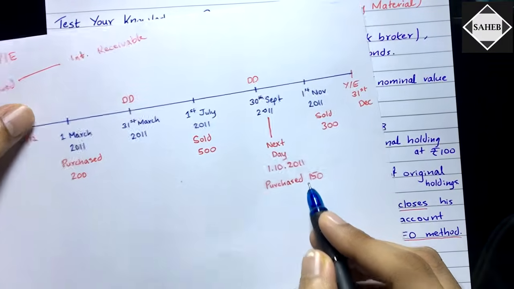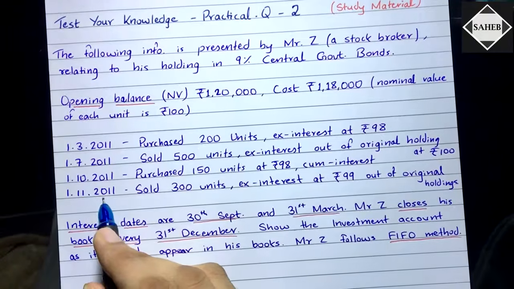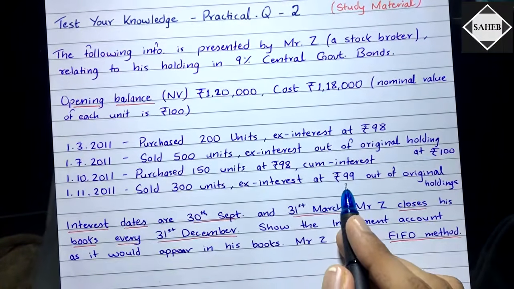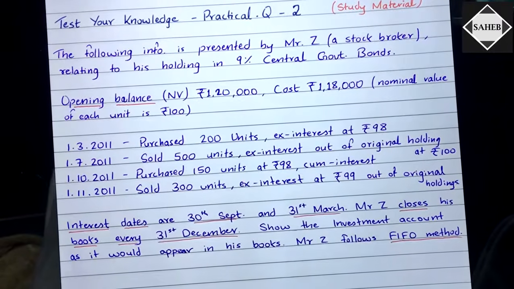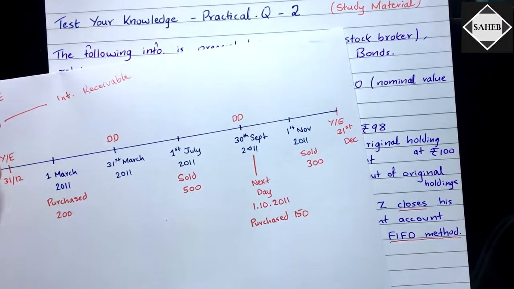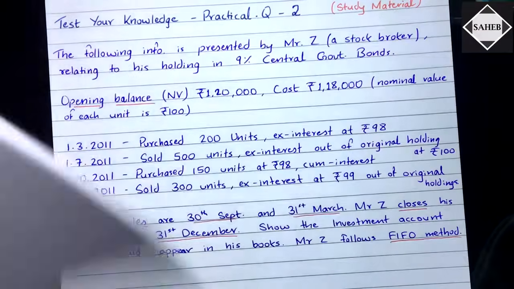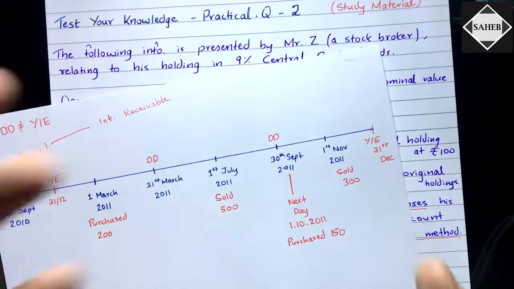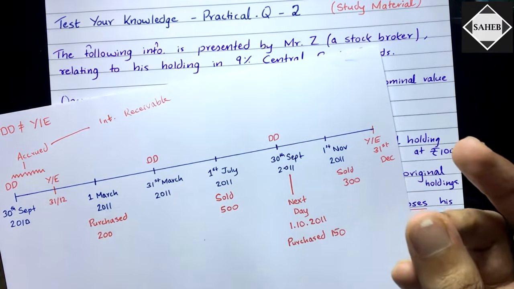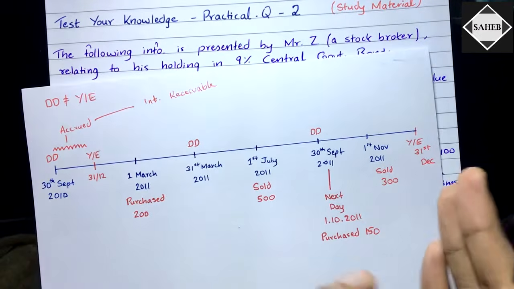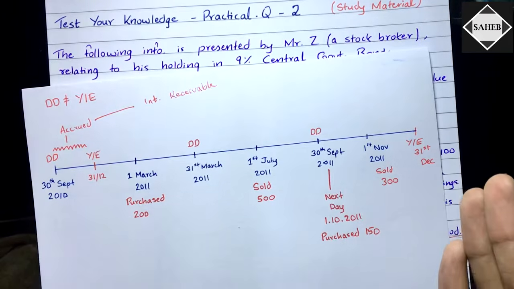So purchase 150 units, and then on 1st November 2011, what is happening? We have sold 300 units ex interest at rupees 99 out of original holdings. Here the ex interest price is given. Then the year end will come, and if we have a closing balance, we also have to record that interest receivable. The interest receivable concept is very important, you have to understand it properly. It's very simple. At the closing, you have to record that. At the opening, you have to cancel that.